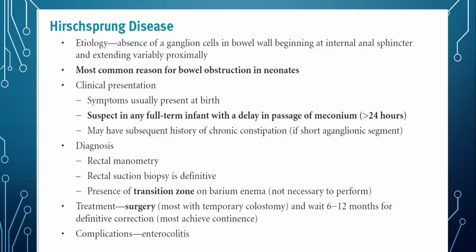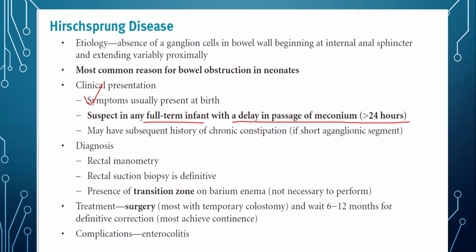There is a condition called Hirschsprung disease. So Hirschsprung disease is not very important, but just remember one thing, that it's a condition which usually presents at birth, and we should suspect this if it is a full-term infant with a delayed passage of meconium. So ideally, meconium should be passed within 24 hours after birth.